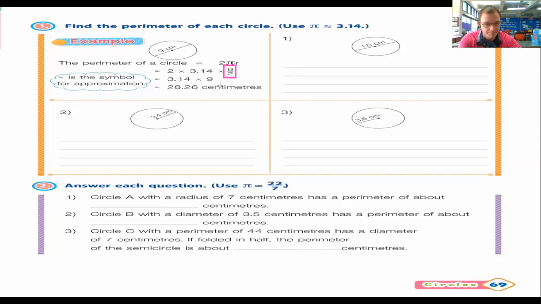Does anyone know? You guys not sure. The reason why they say 9 divided by 2 is because 9 is the diameter. And for the formula for the perimeter, we need to use the radius. And how did we say we calculate the radius? The radius equals diameter divided by 2.